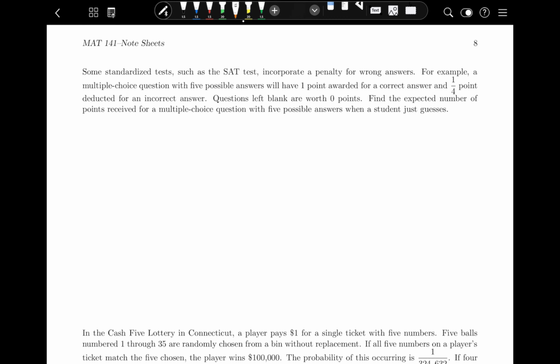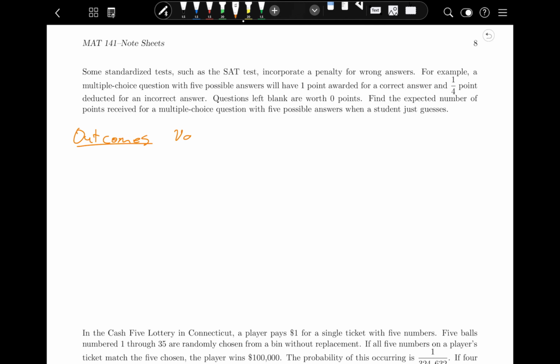Some standardized tests, such as the SAT, and I don't think they do this anymore, but they used to, at the very least, incorporate a penalty for wrong answers. For example, a multiple choice question with 5 possible answers will have 1 point awarded for a correct answer and 1/4 of a point deducted for an incorrect answer. Questions left blank are worth 0 points. Find the expected value of the points received for a multiple choice question with 5 possible answers when a student guesses. Okay, so what you want to do when you're doing problems like this is, what are the outcomes?